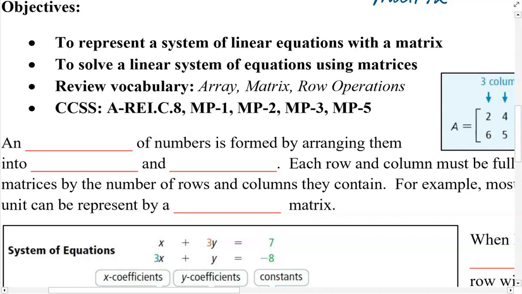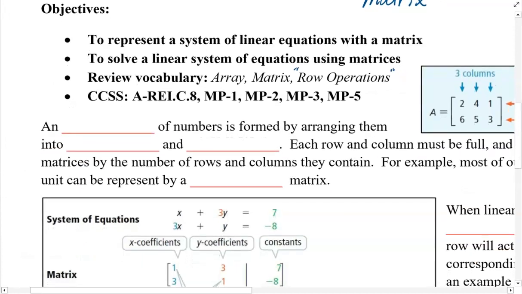The only new vocabulary for this video is that we're going to be using the words array and matrix, and you may hear me say row operations again. In the last video, I mentioned that you can search the term row operations for a further explanation, but again, you may hear me say that in this video too.